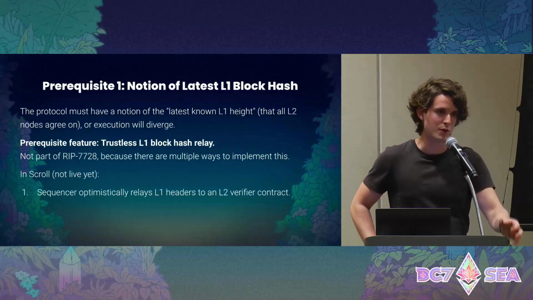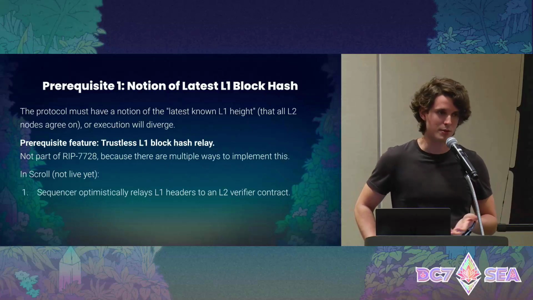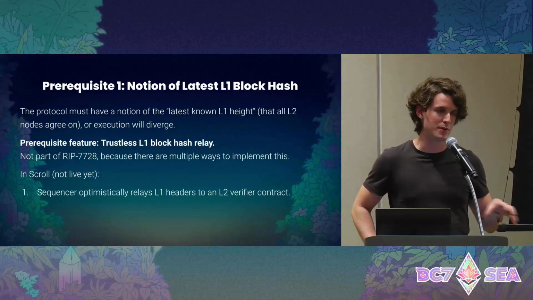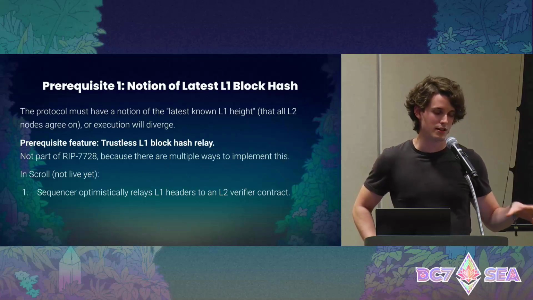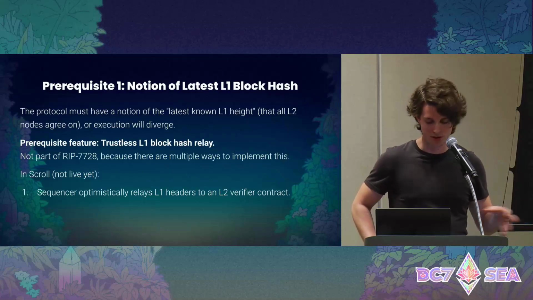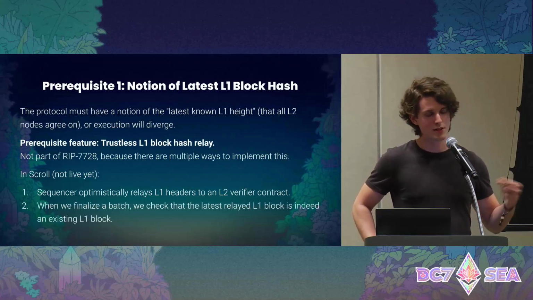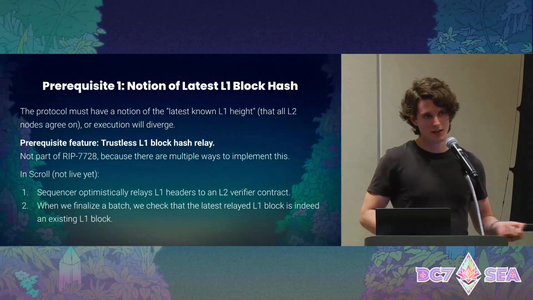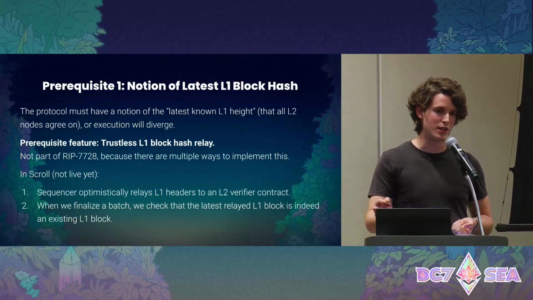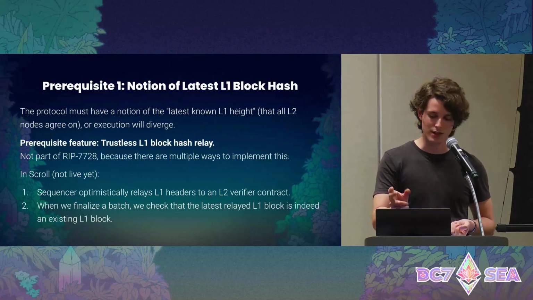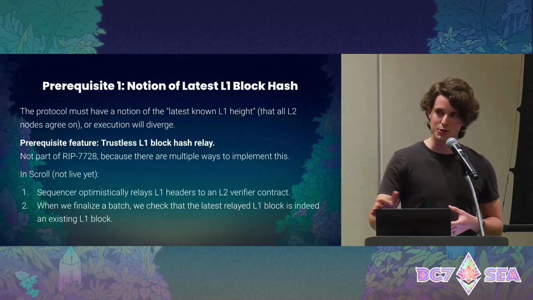In Scroll, the way it would work, and this might be different or similar to other rollups, is the sequencer optimistically relays this information, but any other node can verify it at this point. So if the sequencer cheats, then it's easy to detect. And when we finalize the batch with the ZK proof, that's when we verify that the sequencer actually relayed the correct block hash, because on L1, during finalization, we have access to this information.